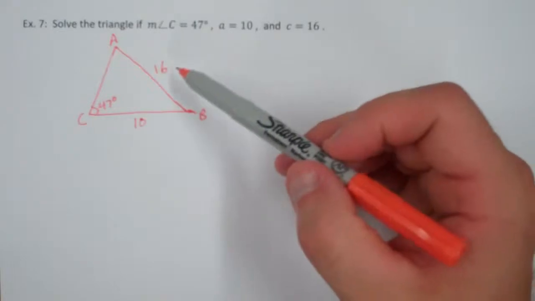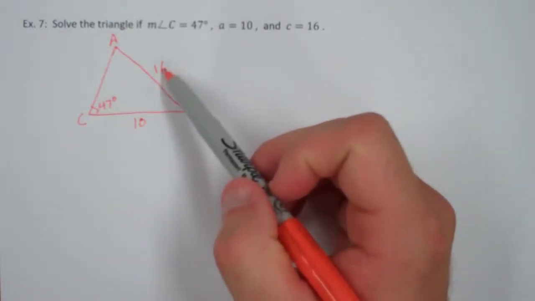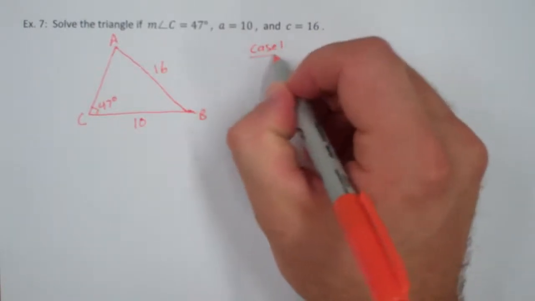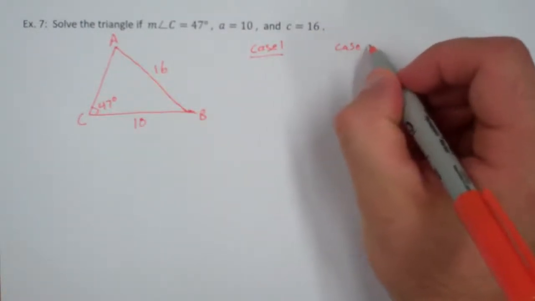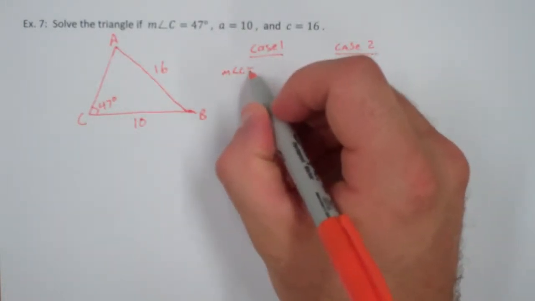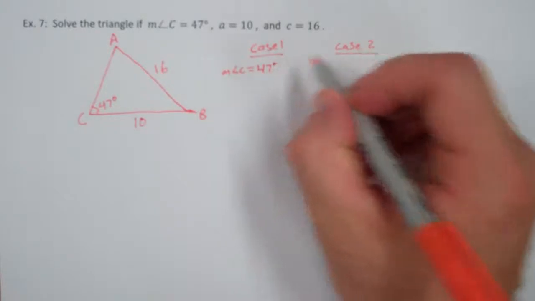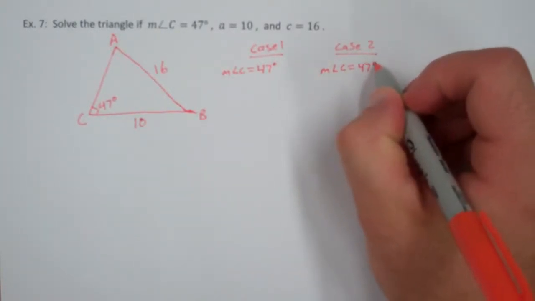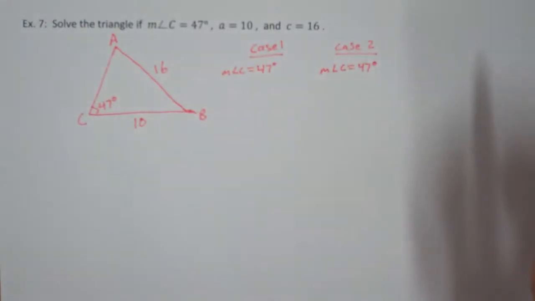Be careful with this one, because we've got an angle side-side, or a side-side angle. So we definitely need to investigate case 1 and case 2. In either of these cases, the measure of angle C is going to be 47 degrees. And also the other sides will stay the same.